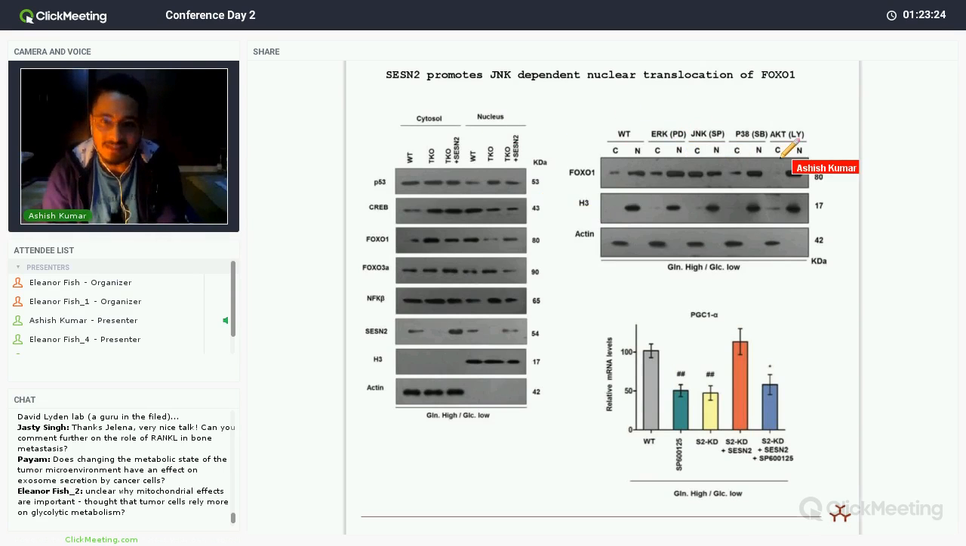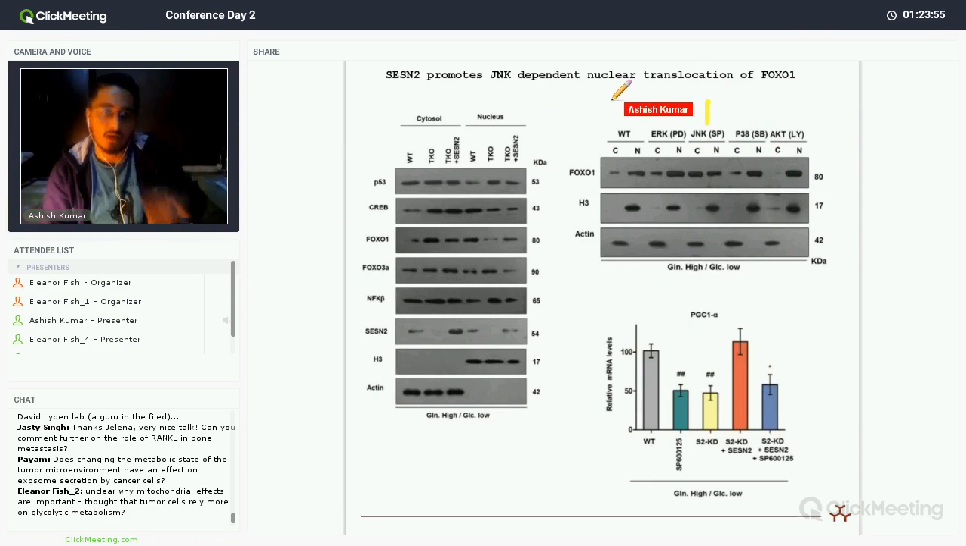To further dissect the upstream signaling, we used different pharmacological inhibitors of different kinases like ERK, JNK, P38, AKT, which influence FOXO1 and PGC1 alpha. And we found that only the inhibition of JNK1 resulted in less translocation of FOXO1. So it means that Sestrin2 is influencing the FOXO1 translocation through JNK1, and earlier studies also have shown that Sestrin2 can regulate the JNK activity.